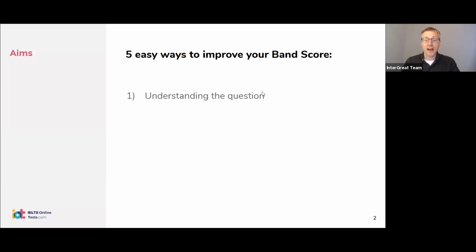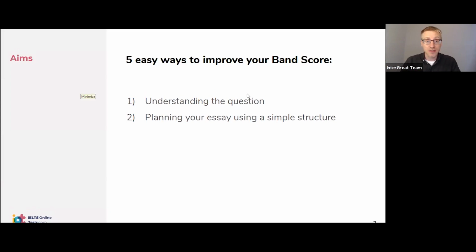We're going to look at understanding the question, making sure that you fully understand the question before you start writing, and that will help you to answer all different parts of the question to get a high score for task achievement. We will then look at planning your essay using a simple structure. This will be you paragraphing your essay and getting ideas for your essay.